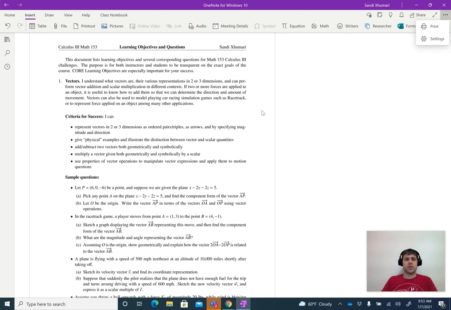So what is the criteria for success for this learning objective? Well, I can represent vectors in 2 or 3 dimensions as ordered pairs, triples, as arrows, and specified by magnitude and direction. So if you give me a vector in 2D or 3D, you can write it as an ordered pair or triple, meaning in component form. Or you can say in this direction, go 5 miles or something like that. So you can specify the direction and how far you're going. And the direction generally is given by some angle.